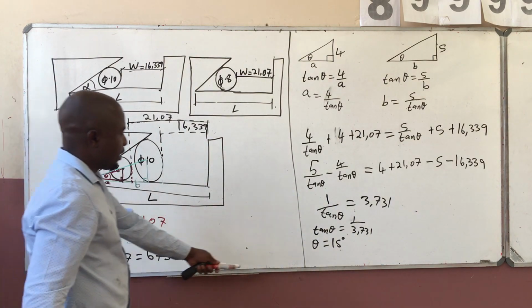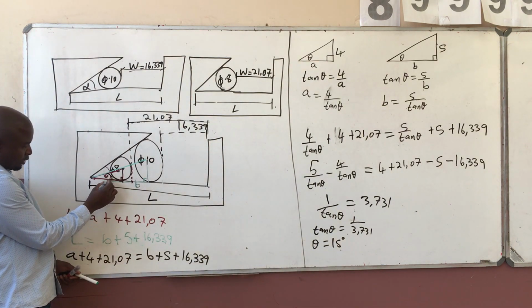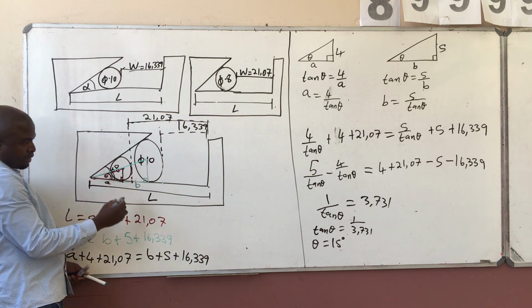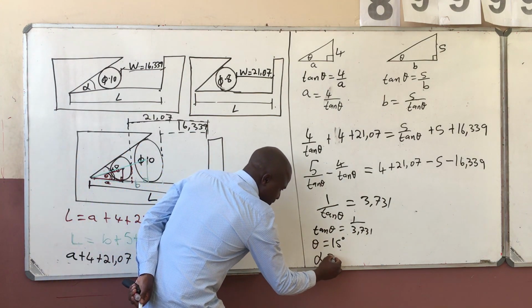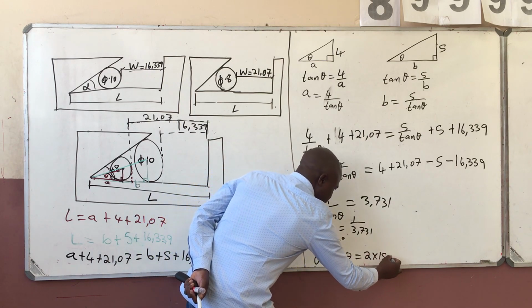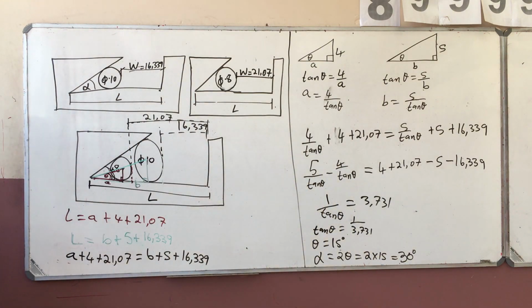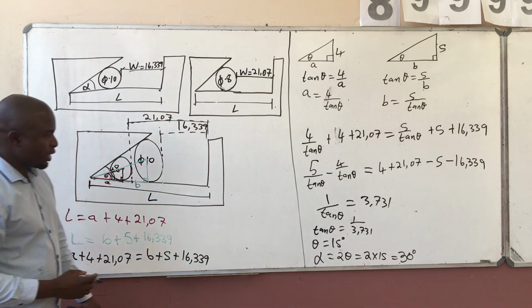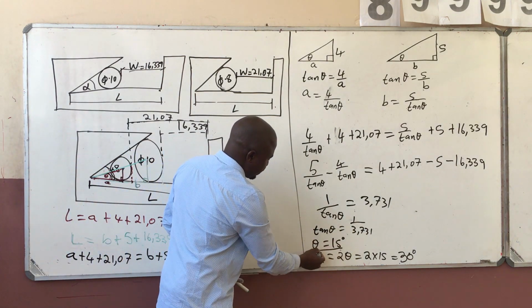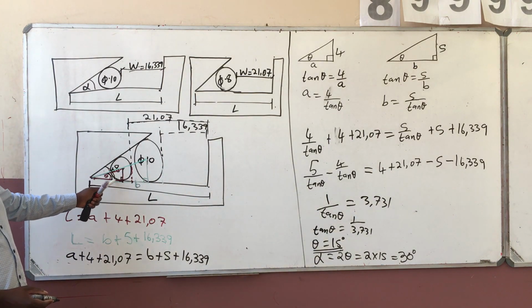And remember, theta is not the angle we're told to calculate. Theta is this one. The angle we're told to calculate is this one. Therefore, alpha will be 2 theta, as explained initially, 2 times 15, which gives us 30 degrees. So now you have your theta here as 15. You managed to calculate this angle.